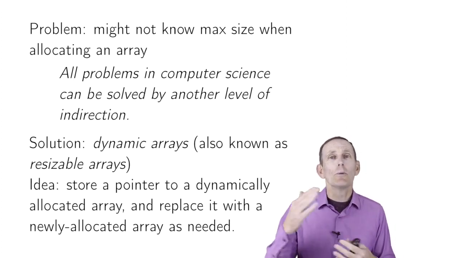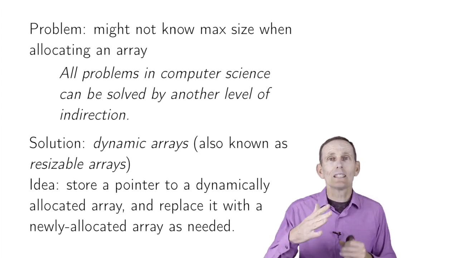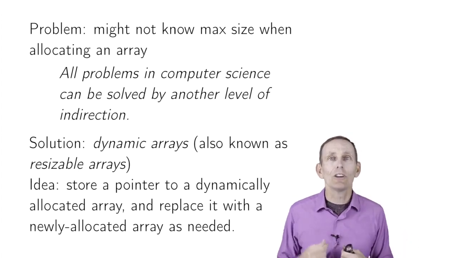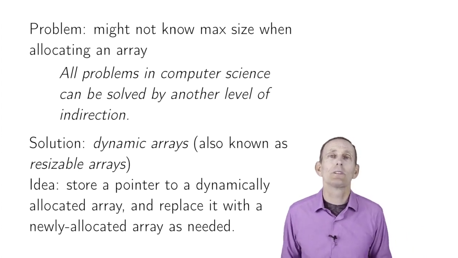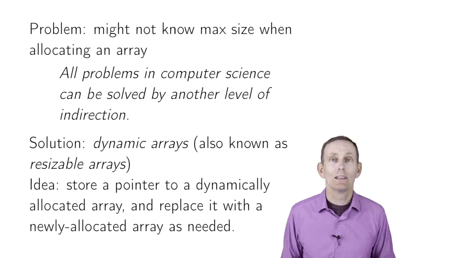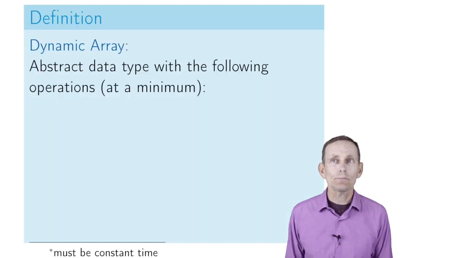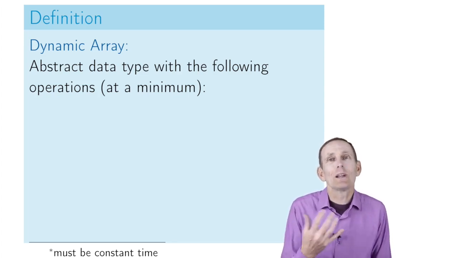So if we start adding more and more elements, when we add too many, we can go ahead and allocate a new array, copy over the old elements, get rid of the old array, and then update our pointer to that new array. So these are called dynamic arrays, or sometimes they're called resizable arrays. And this is distinct from dynamically allocated arrays, where we allocate an array, but once it's allocated, it doesn't change size.